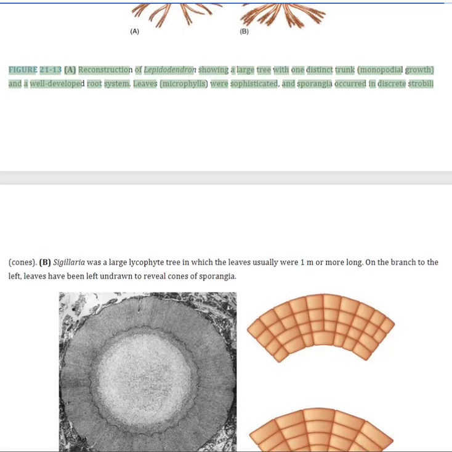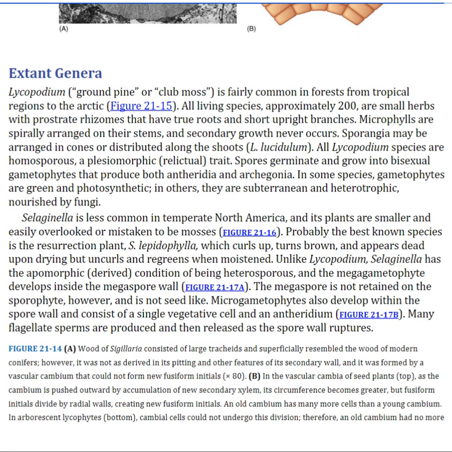Figure 21-13: Reconstruction of Lepidodendron showing a large tree with one distinct trunk and a well-developed root system. Leaves were sophisticated, and sporangia occurred in discrete strobili. Sigillaria was a large lycophyte tree in which the leaves usually were 1 m or more long. On the branch to the left, leaves have been left undrawn to reveal cones of sporangia. Extant genera.